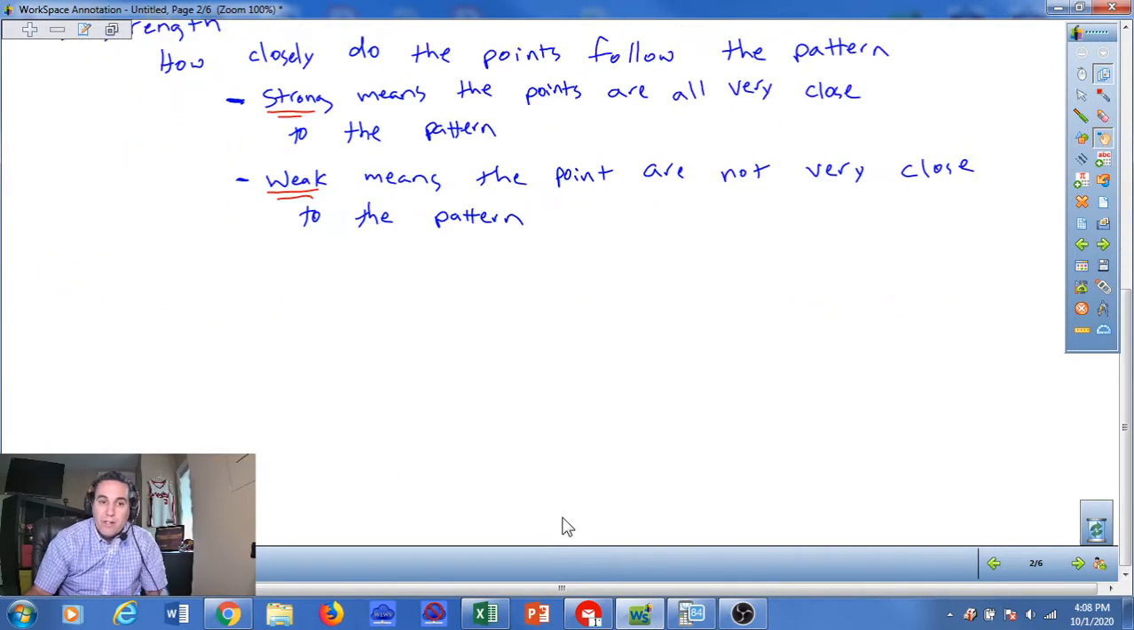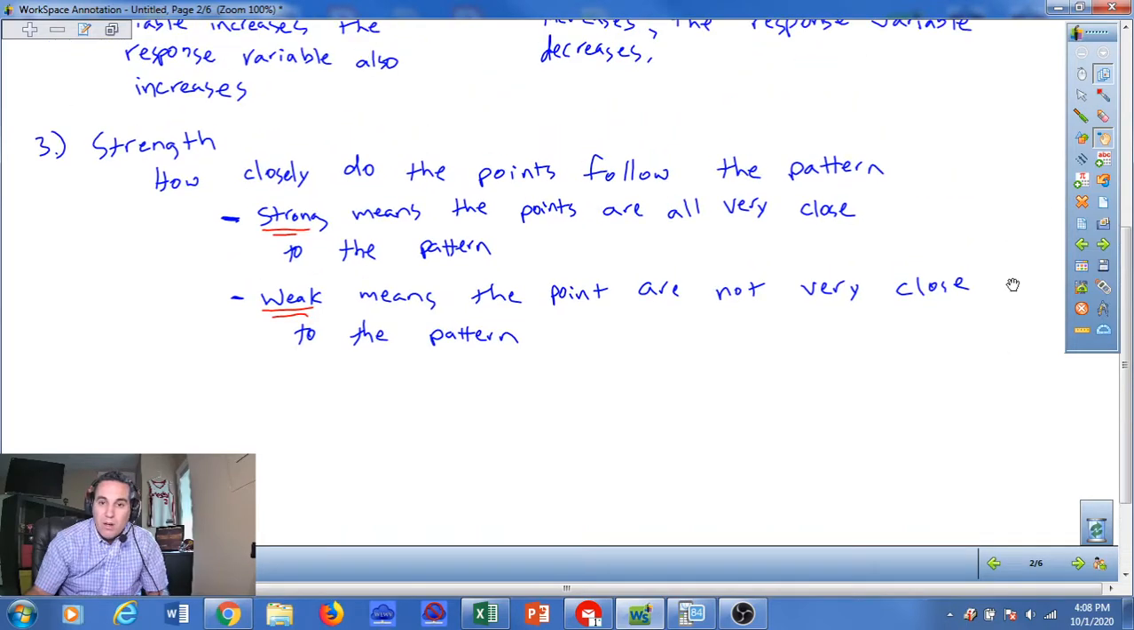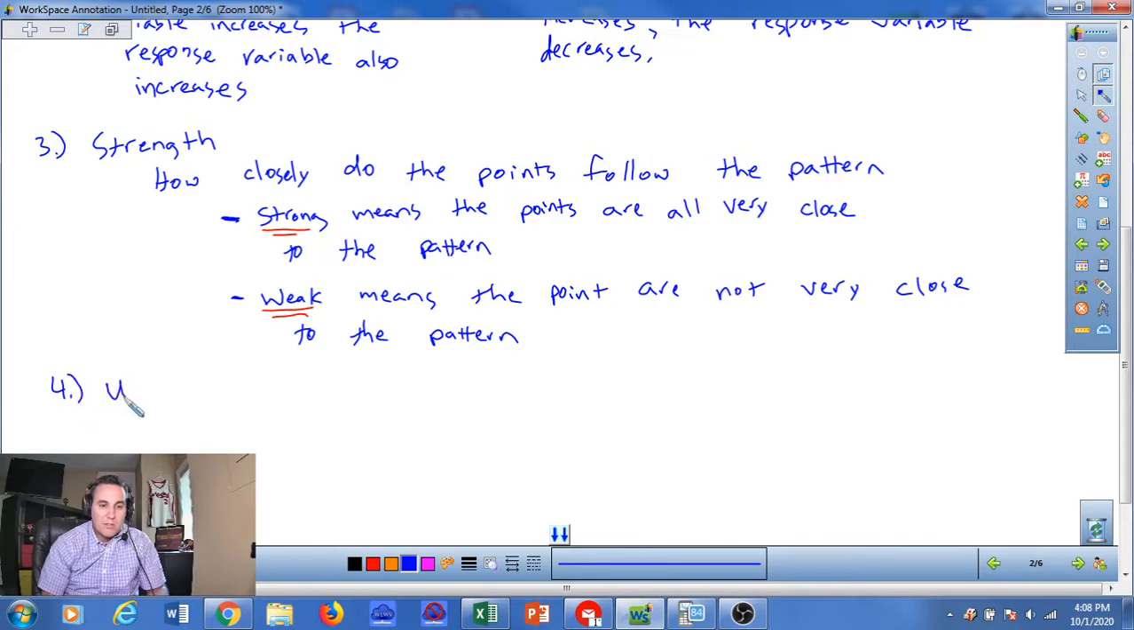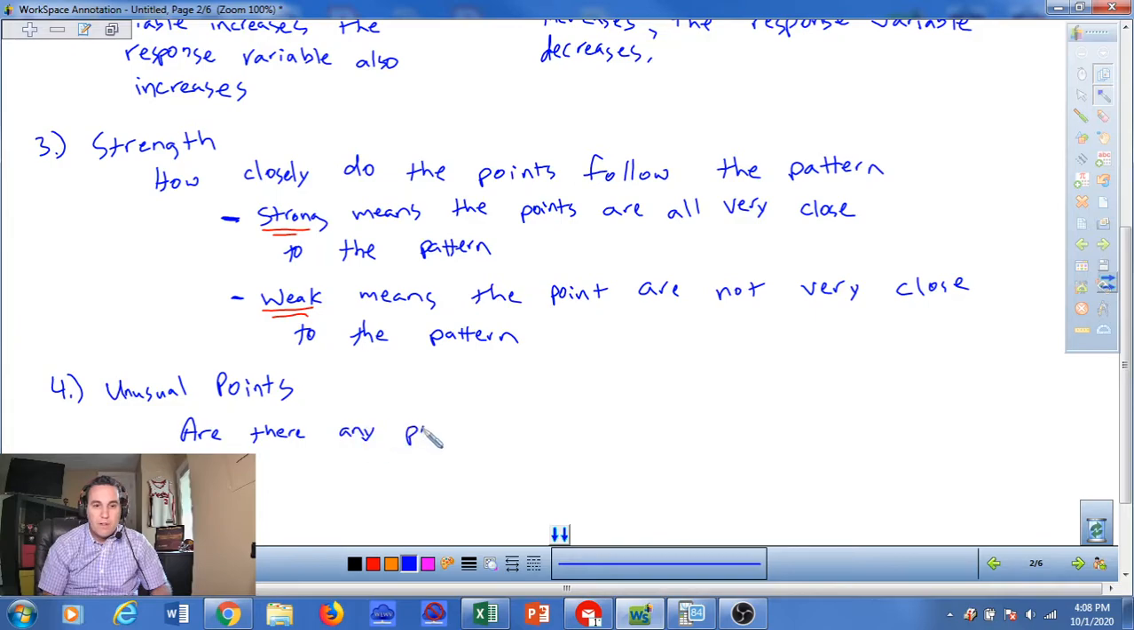Okay, and you know what it is because it was really similar in the last chapter when we did our describing of just quantitative data. The last thing is unusual points. I probably didn't spell that right. I never spell that right. Unusual points. So unusual points are, are there any points that just don't fit the pattern?